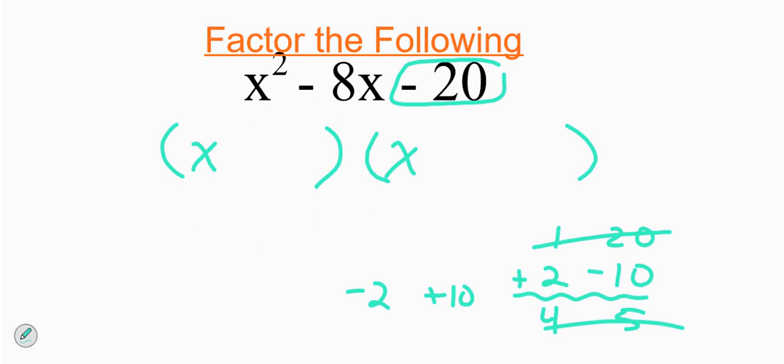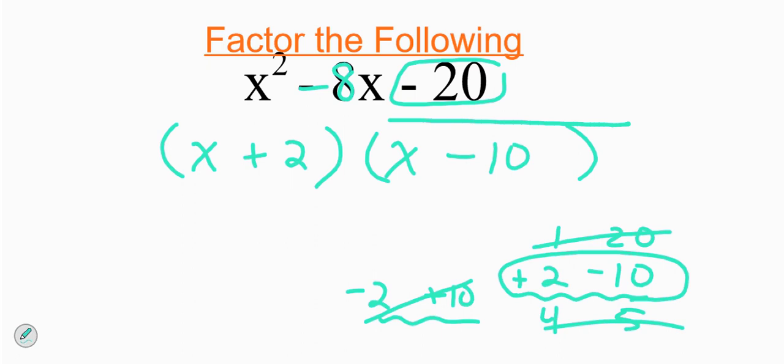2 times -10 gives me the -20. A -2 times 10 also gives me the -20. But which one gives us the -8? Not this one that gives us a +8. So here's our answer. We do a +2 and a -10, and we are done.